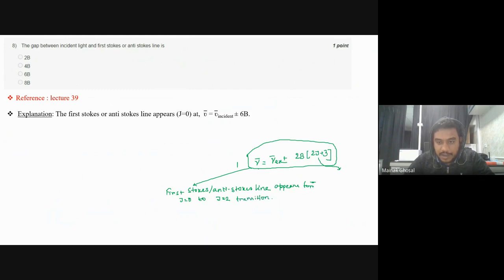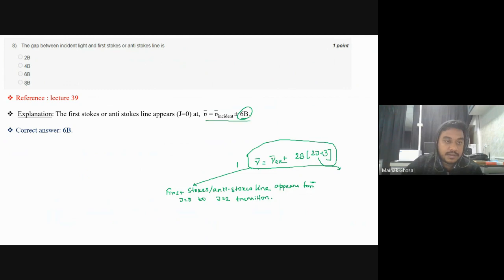For a Raman spectrum there is a selection rule, which states that delta J should be equal to plus minus 2. So the first transition will be from J equals 0 to J equals 2. Now if you put J equals 0, you get nu bar equal to nu incident plus minus 6B. So what should be the gap between the incident light and the scattered light? This gap will be 6B, whether it is plus 6B or minus 6B, the gap will always be 6B. So the correct answer is 6B.